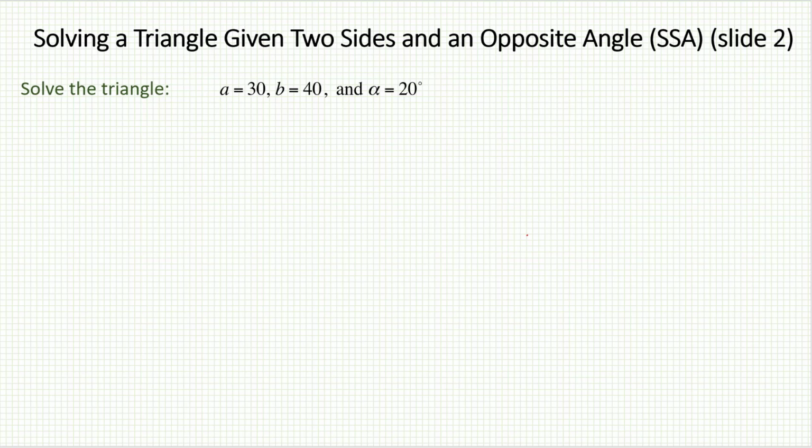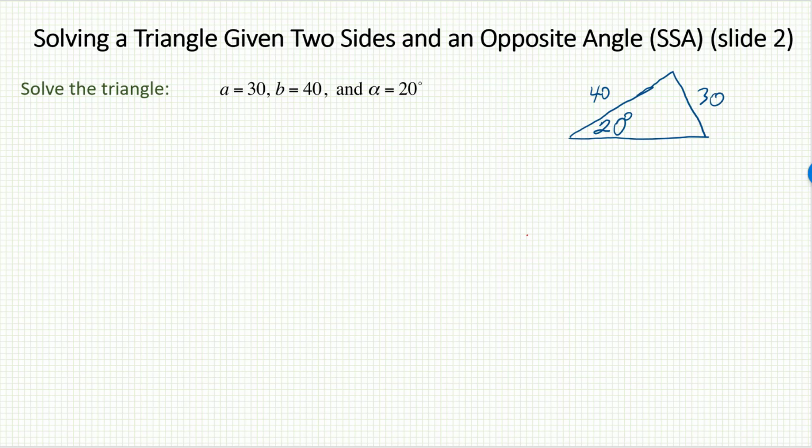Okay, let's look at an example problem. We are given three pieces of the triangle, A, B, and alpha. We want to find the remaining three. Drawing a sketch is always a good place to start. Let's see, I've got angle alpha. I'll put that here, 20 degrees. I've got side B, which is 40, and then side A. Side A has to be across from angle alpha, and so I have to put the 30 right here.